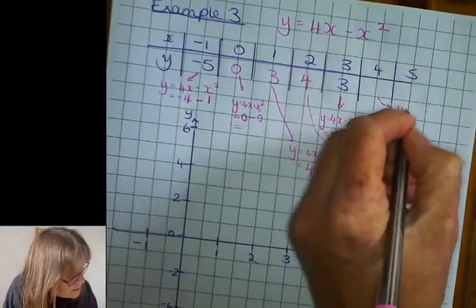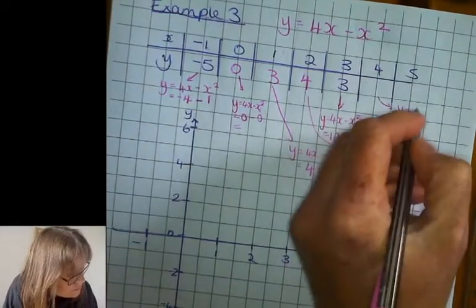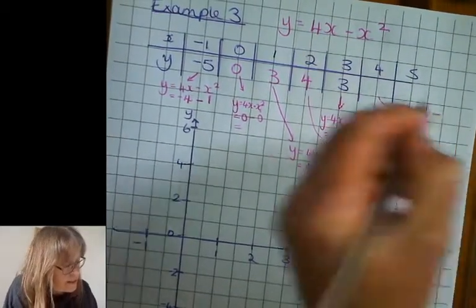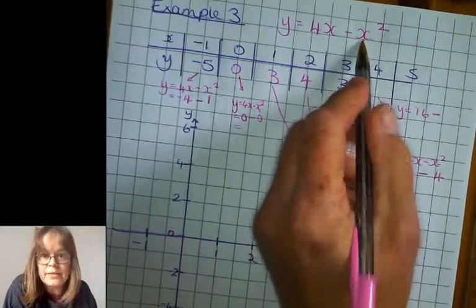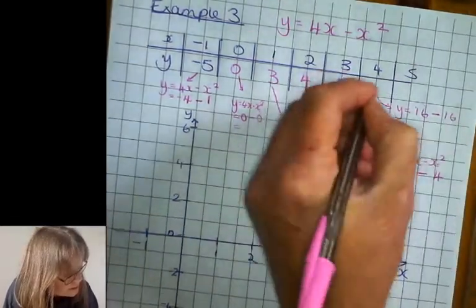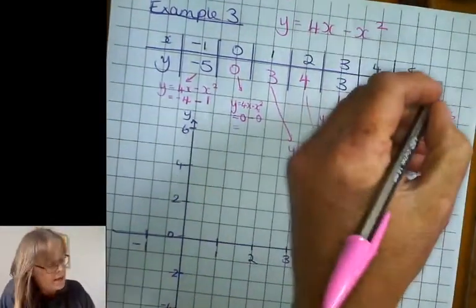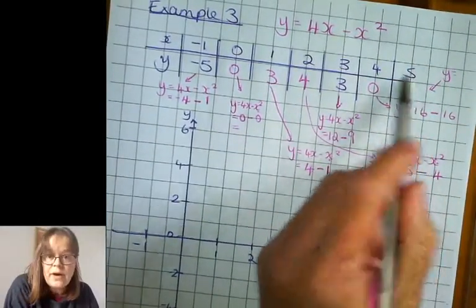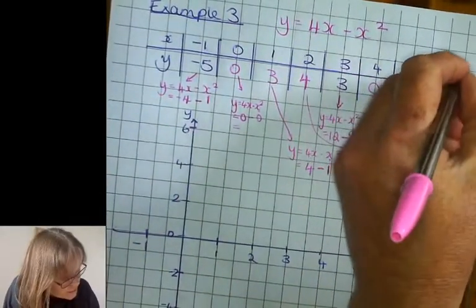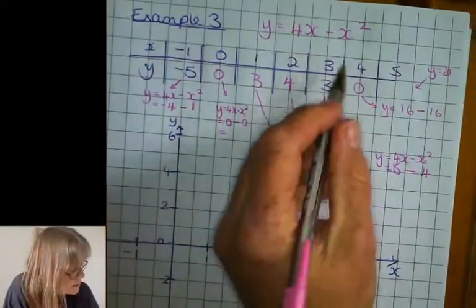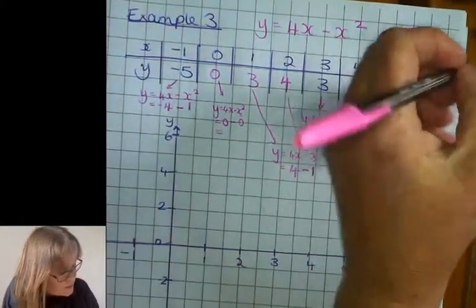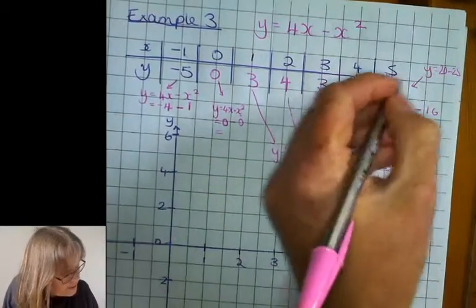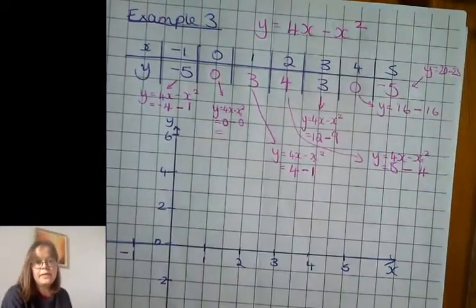Let's speed up a little bit here. 4 lots of 4 is 16. Take away 4 squared is 16. So 16 take away 16 is 0. And lastly, this one, x is 5. 4 lots of 5 is 20. And I need to take away what I get when I square 5. So take away 25. I think that gives me minus 5 in there.